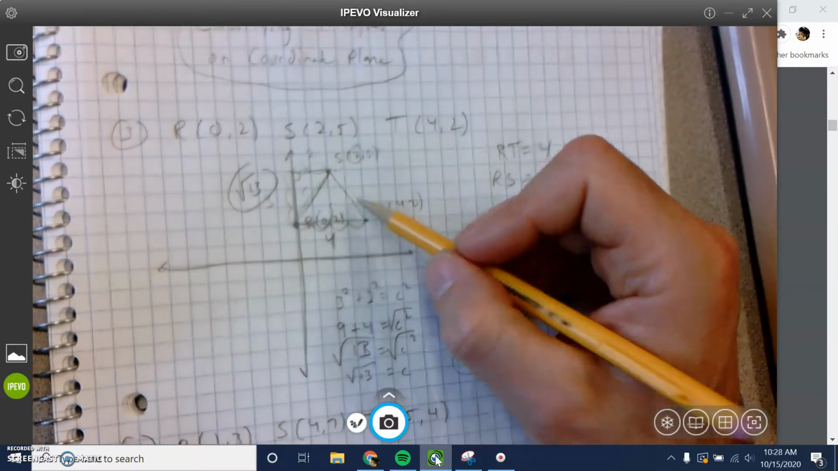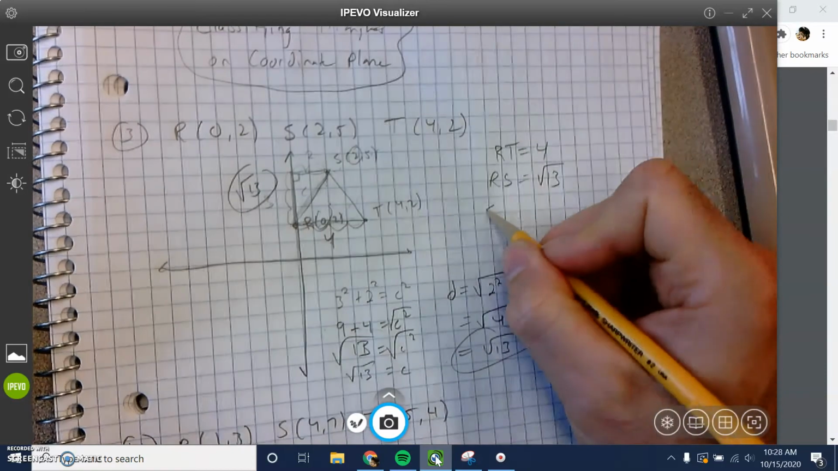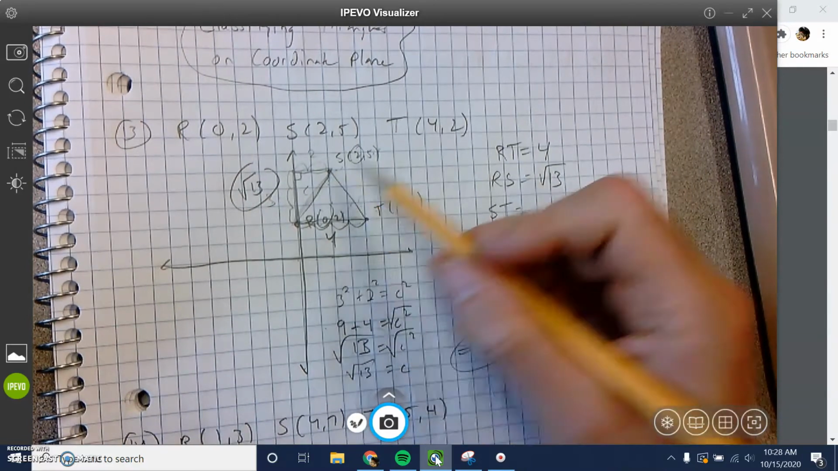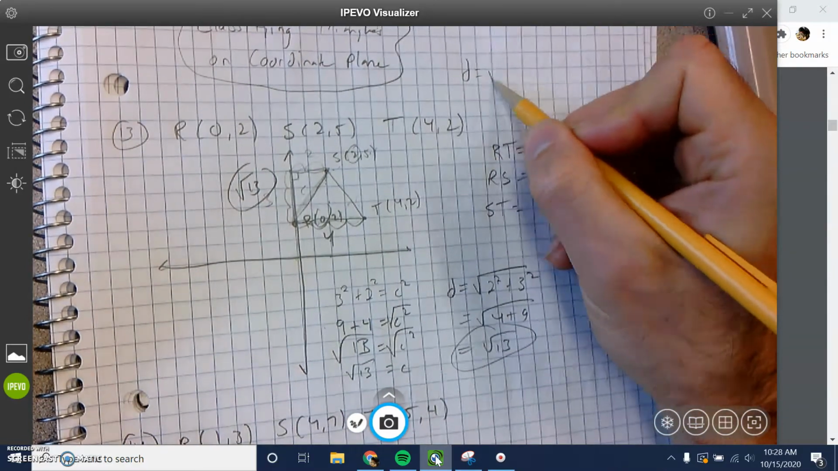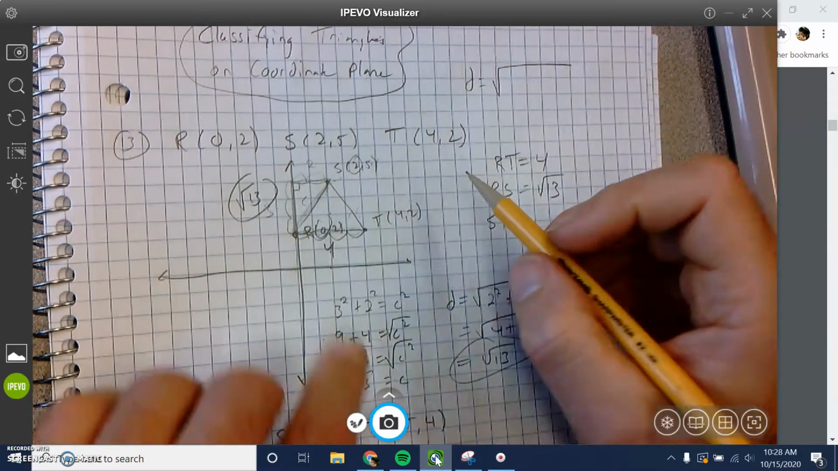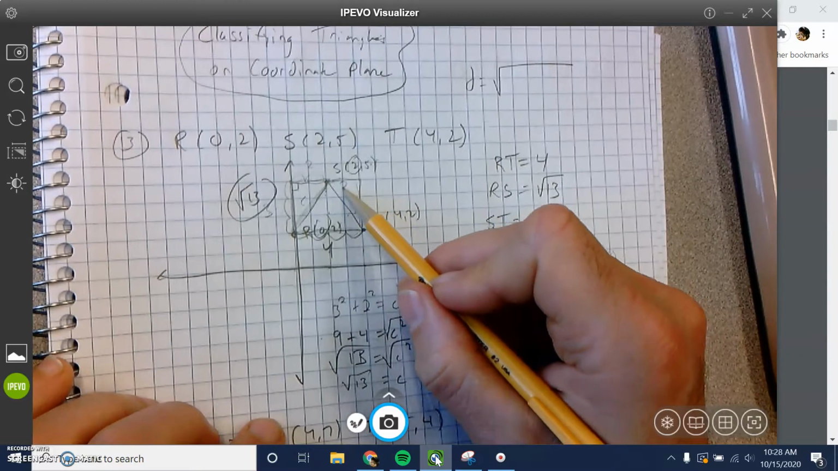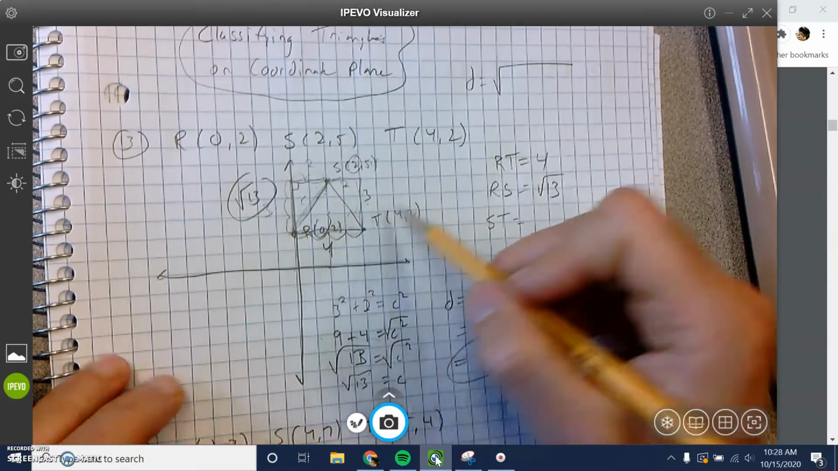Okay, so that leaves S to T. We need all 3 sides. We need to only have 2. So let's do it. Let's use the distance formula because I think that's a little easier, a little quicker. Well, you can do this if you want. Oh, 2 and 3, right? That's the same as this part.